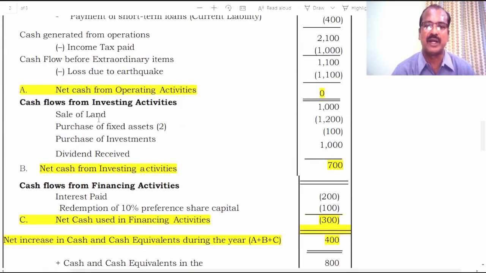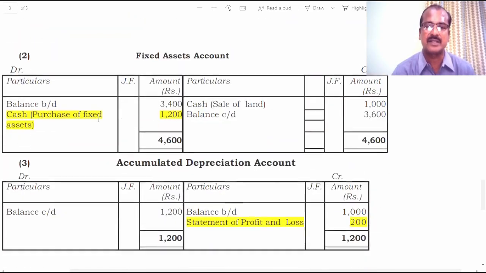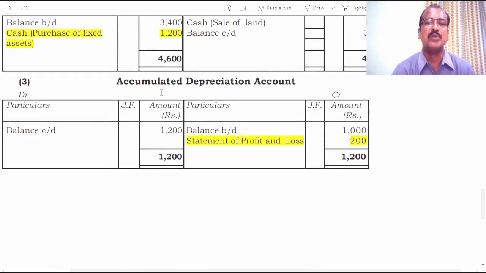So the journal entry for it: statement of profit or loss account debtor to accumulated depreciation on fixed assets account, and the posting is made in this ledger. Opening is 1000 lakhs. A new addition which has come into this account in the name of current year provision for depreciation is 200 lakhs. So the total we expect as closing balance in this ledger is 1200 lakhs, and the same is available. So therefore there is no hidden information in the accumulated depreciation account.